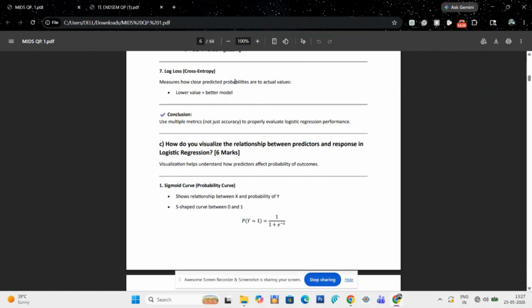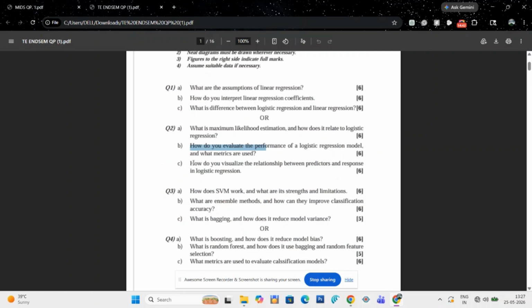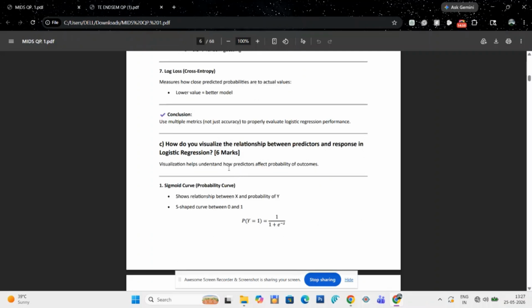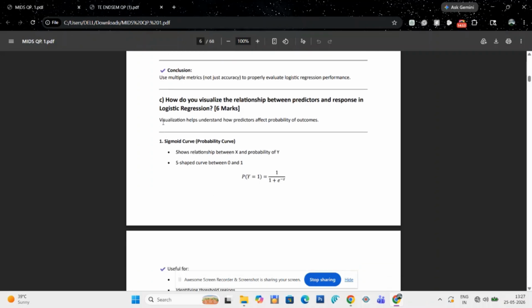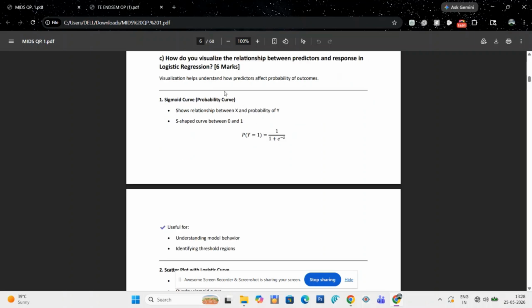So the next question is, how do you visualize the relationship between predictors and response in logistic regression? Visualization helps understand how predictors affect the probability of outcomes, and there are multiple types. The first is the sigmoid curve, also known as the probability curve. It shows the relationship between x and the probability of y, an S-shaped curve between 0 and 1, because it is logistic regression.